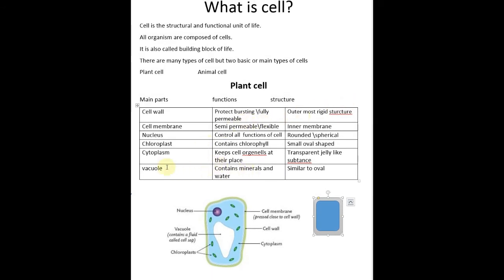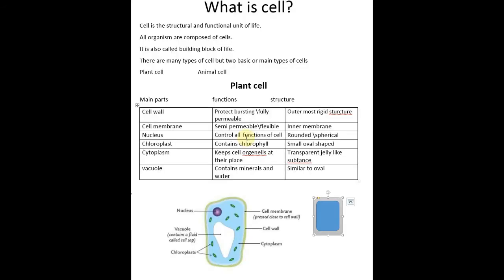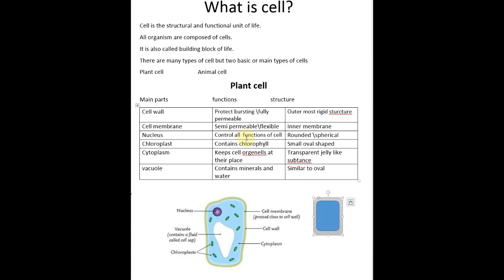Now we see the third one is nucleus. Nucleus is present here. You see the purple structure here. So the nucleus is the control center of the cell. Nucleus is also called the control center of the cell because it controls all the activities and functions of the cells. Coming in of water, moving out of water, so how much water has to be sustained in it. It controls all the activities in the cells, all the functions of the cells. The structure of it is rounded and spherical in shape, as you can see here.